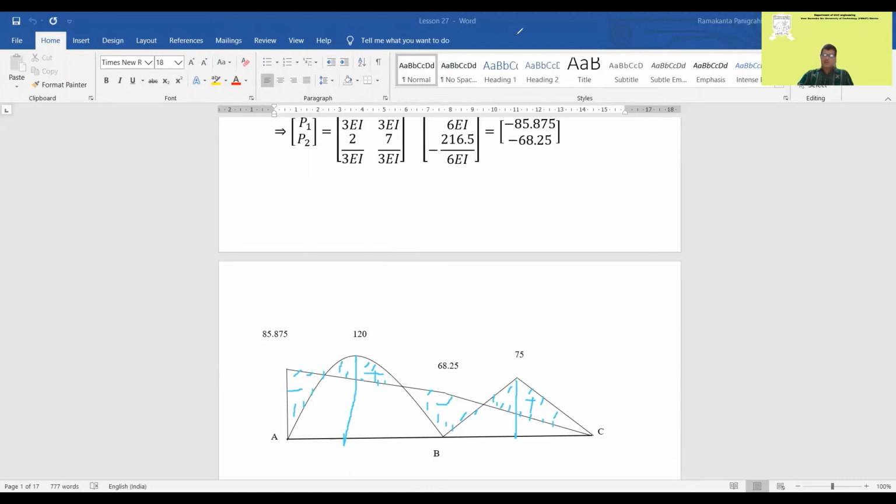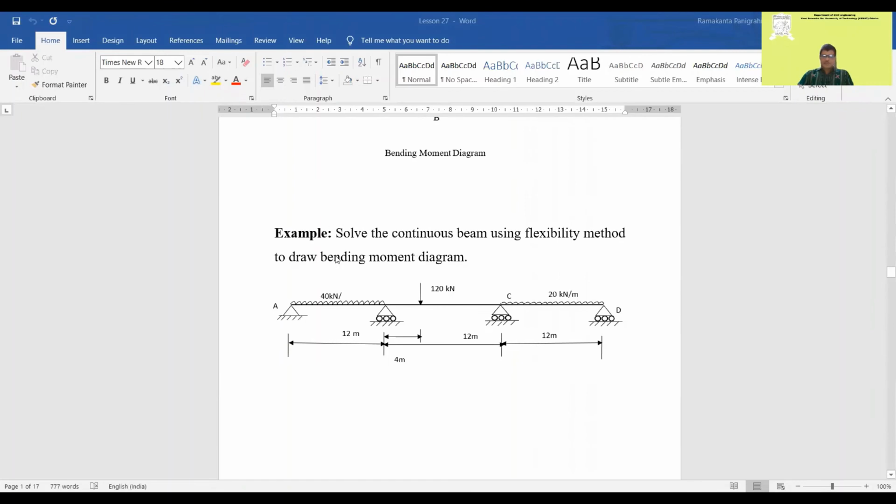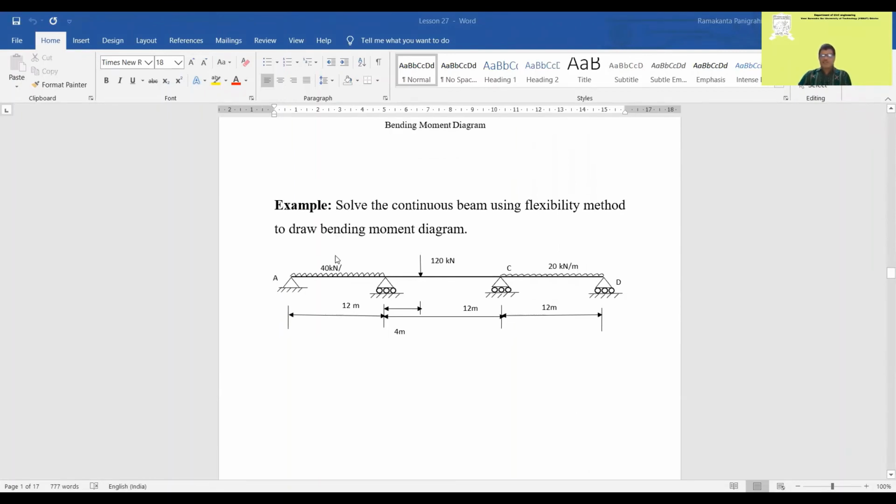Let us go to the second problem. Now here you see, solve this continuous beam using the flexibility method to draw the bending moment diagram. Here A, B, C, D, and A is hinged, B, C, D are roller supports. There is a UDL in span AB, UDL in span BC, CD, and there is a load at 4 meters from B. You can label A, B, C, D.